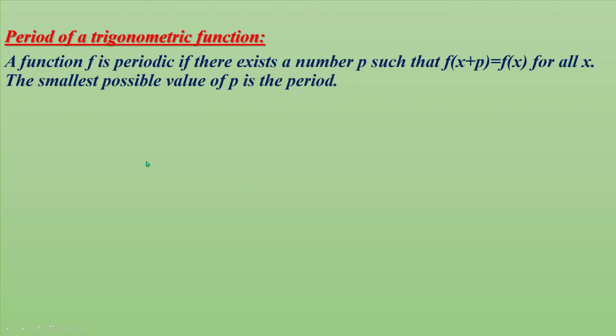Now, period of a trigonometric function. At first we have to know the definition of a periodic function, and also have to know the period. A function f is periodic if there exists a number p such that f of x plus p is equal to f of x for all x. The smallest possible value of p is the period.